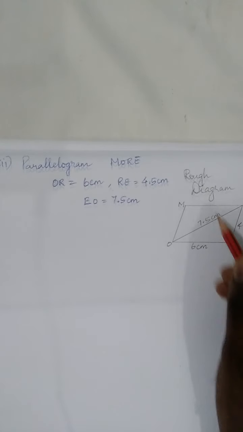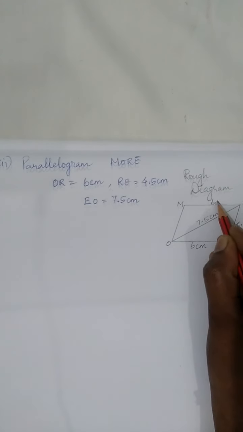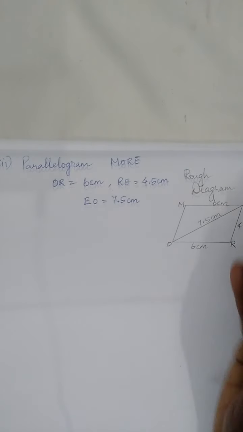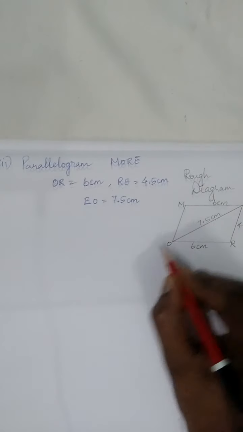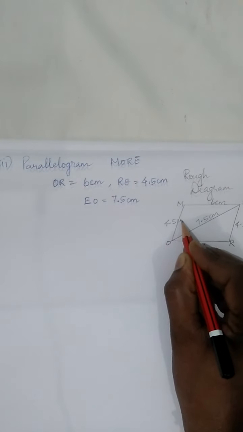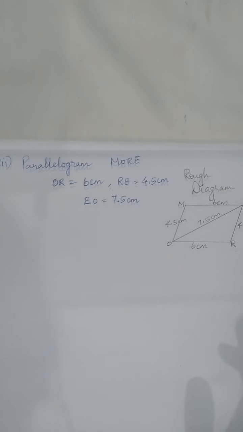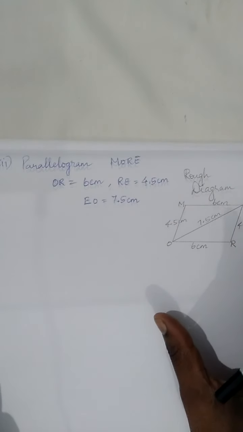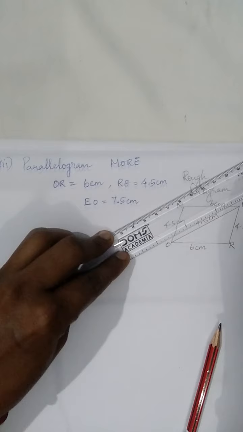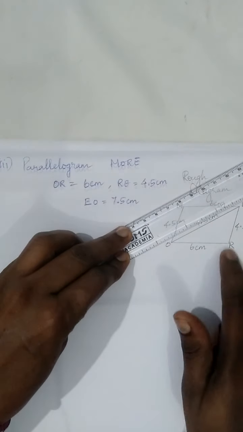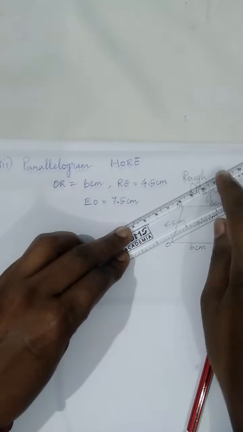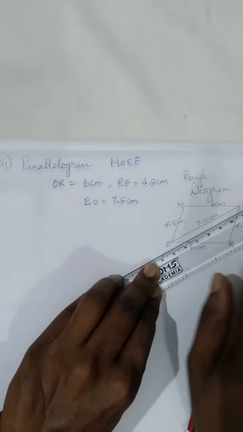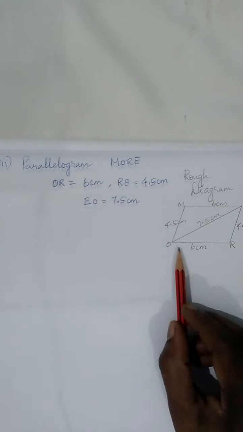If OR is 6 centimeter, ME is also 6 centimeter. Likewise, RE equal to 4.5 centimeter, so opposite side OM is also 4.5 centimeter. Opposite sides are parallel as well as equal in length. So now you see, you received the required measures. When you look at it like this, you are getting triangle ORE and the required 3 measures. Even if you look like this, you are getting the required 3 measures in the triangle OME. So let's start with the triangle ORE.